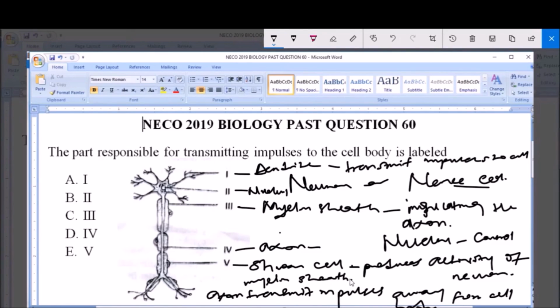Now, the question says the part responsible for transmitting impulses to the cell body, and that is the dendrite, which is what? Option A, I. The dendrite is a nerve fiber that transmits impulses to the cell body, while the axon is a nerve fiber that transmits impulses away from the cell body. So the answer to this question is option A, dendrites.